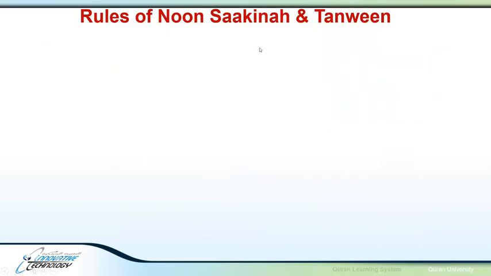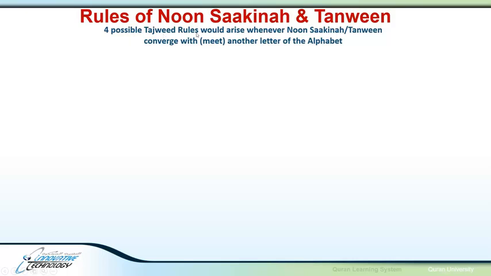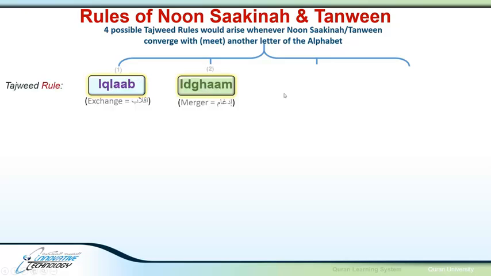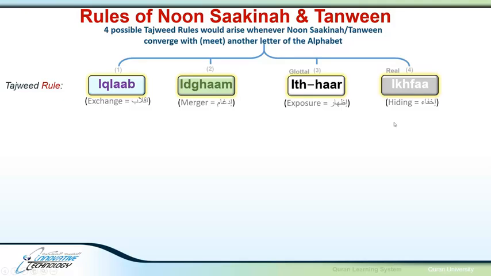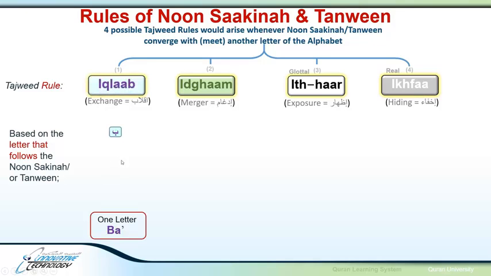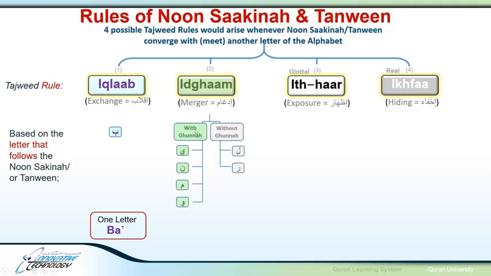In the previous introduction about Nun Sakinah and Tanween, we mentioned that there are four possible Tajweed rules that would arise from the Nun Sakinah or Tanween convergence, meaning meeting with another letter of the alphabet. Those four possible rules were Iqlab, Idgham, Ith'haar, and Ikhfa. And we said that the rule would be based on the letter that follows the Nun Sakinah and Tanween, and in the case of Iqlab, that letter would be the Ba.